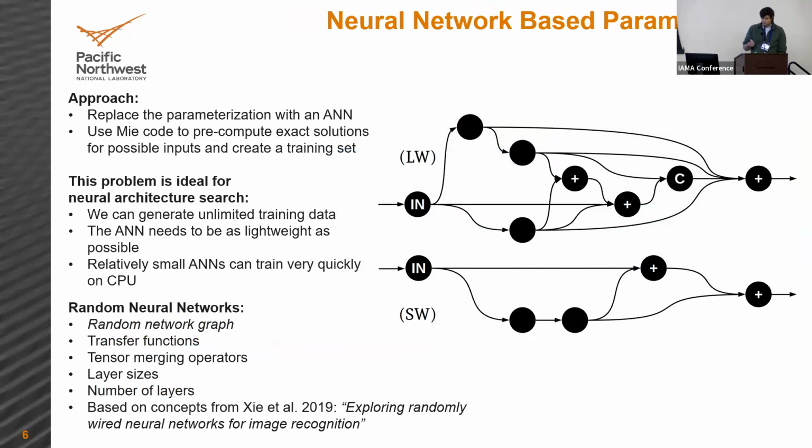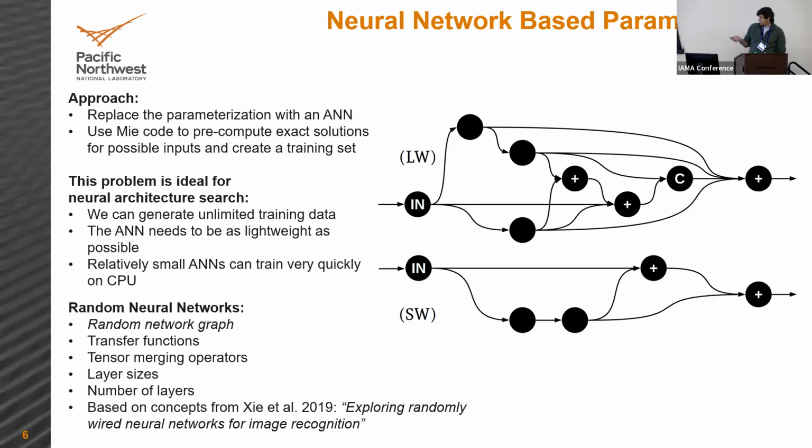Ideally, we would like a neural network that is very lightweight because it's going to get called a lot when the climate model is run. And I'm working with relatively small neural networks that can be trained pretty quickly on CPU. So we did this random search where we randomly generate neural networks and train them. And then we're just going to select the one that performs the best. But we randomize things like number of layers, layer sizes, and transfer functions.